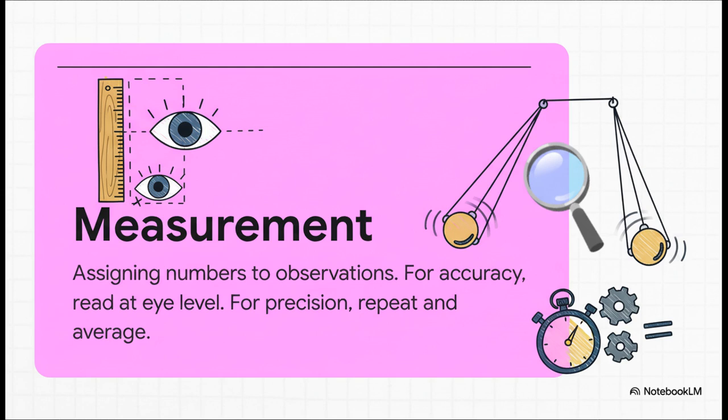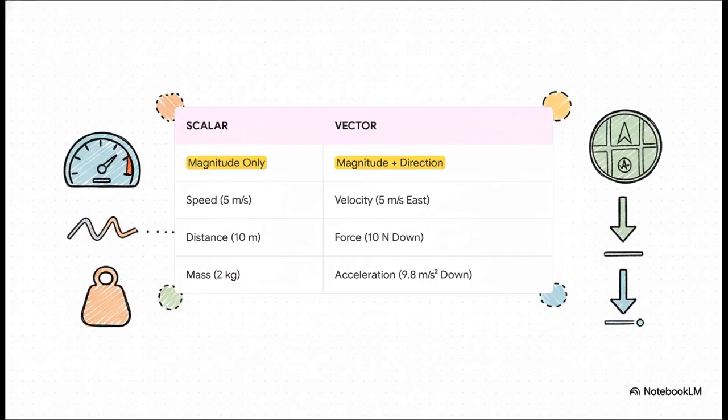A cool trick to boost precision is, say, timing 20 swings of a pendulum, and then just dividing that total time by 20. That little bit of math smooths out any tiny errors and gets you a super reliable time for just one swing. Now, our measurements come in 2 basic flavors. The first one is a scalar. A scalar just tells you how much. That's it. Think of the speedometer in your car, it just says 50 miles per hour. The second flavor is a vector, and a vector tells you how much and which way. That's like your GPS, telling you you're going 50 miles per hour north. In physics, that extra little piece of information, the direction, is an absolute game changer.